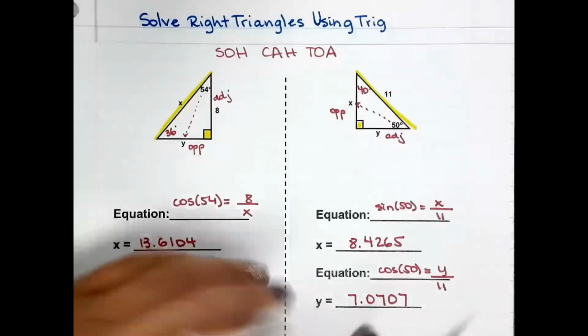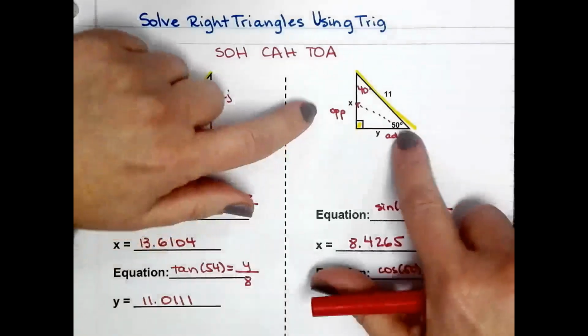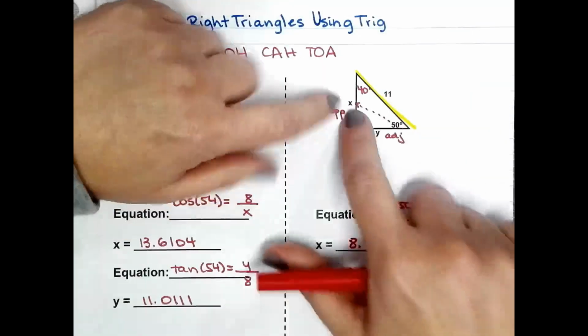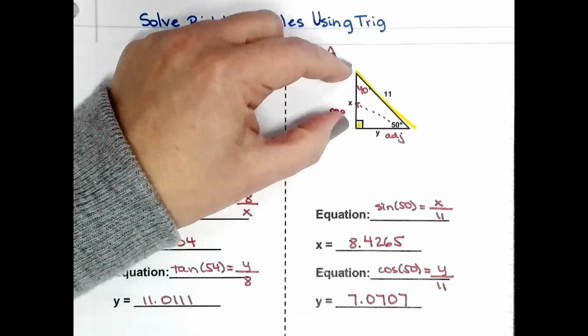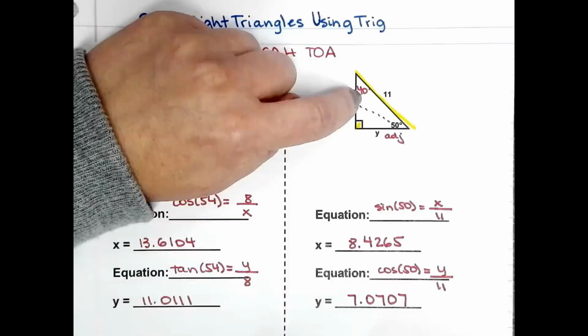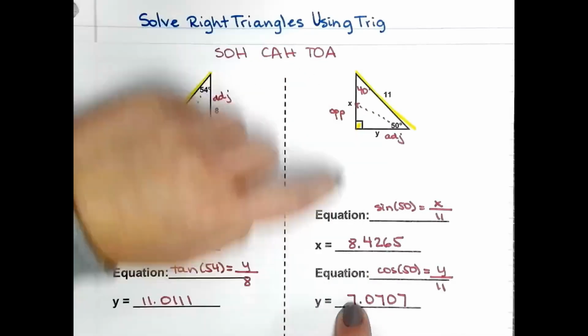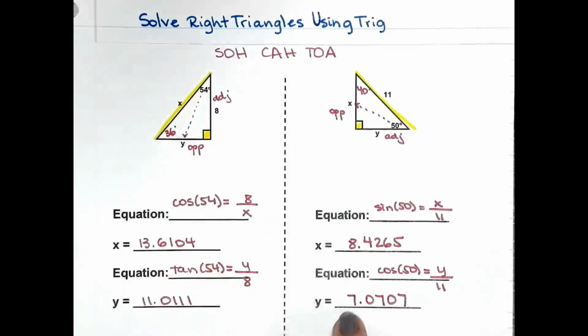Okay, so that's all I got for you. If you want to make sure you're tracking your work and that it makes sense: since this angle is bigger, this side will be bigger. Since the adjacent side right there is right across from 40, it should be slightly smaller than that one.